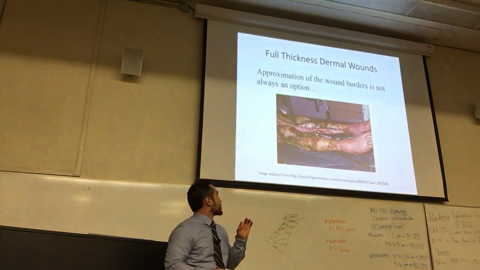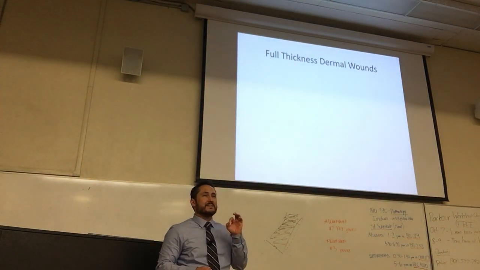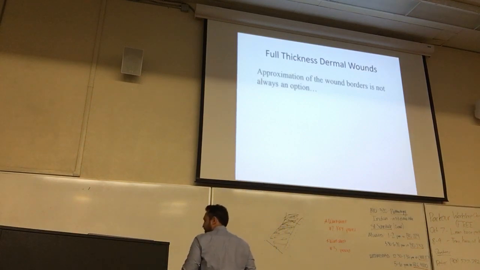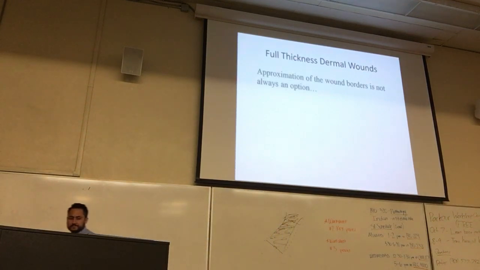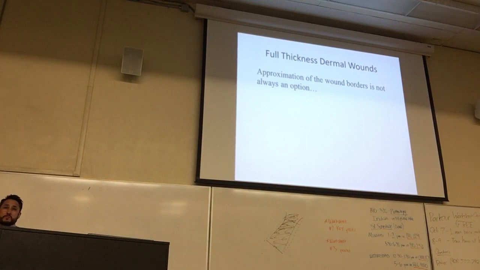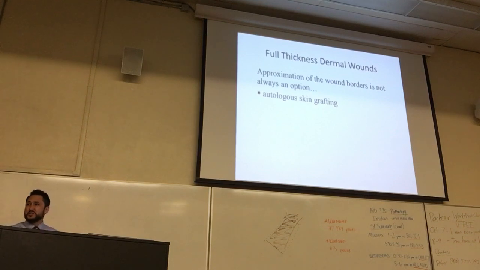So in the early days, in like the late 1980s, when I first started doing this work, I was working for a company that was trying to revolutionize the ability for therapeutic options for these patients that don't have good options. Because if the approximation of the wound is not an option, what else are you going to do? You got autologous skin grafting. But in some of those patients, you can't do that. There isn't available skin.